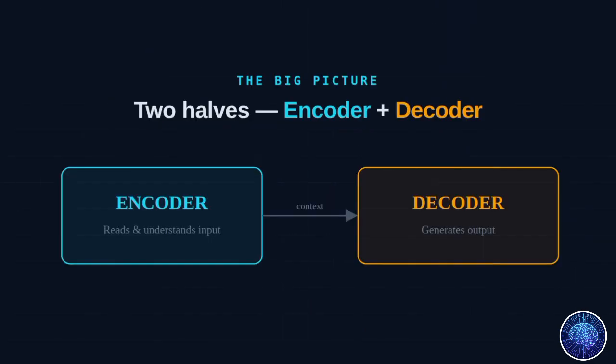At the highest level, the original transformer has two halves: the encoder, which reads and understands the input, and the decoder, which generates the output. The encoder passes its understanding to the decoder as something called a context vector.